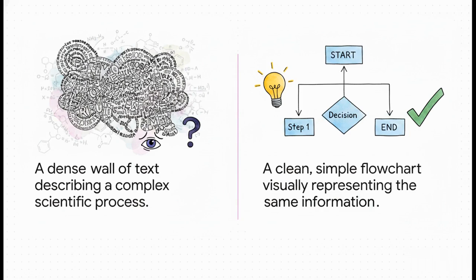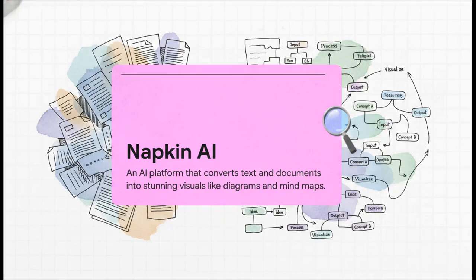Now look at the right. It's the exact same information, but presented as a simple flowchart. It's clean, it's clear, it's immediately understandable. This is the kind of visual clarity we need for high-level research. And this is where our second specialized tool comes into play, Napkin AI.